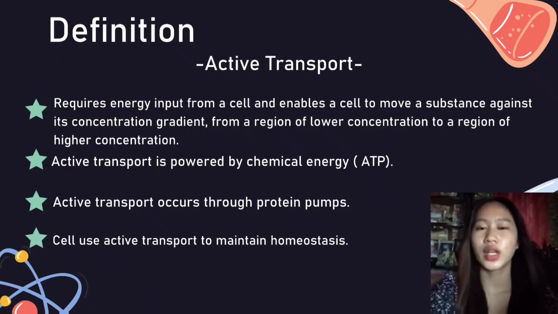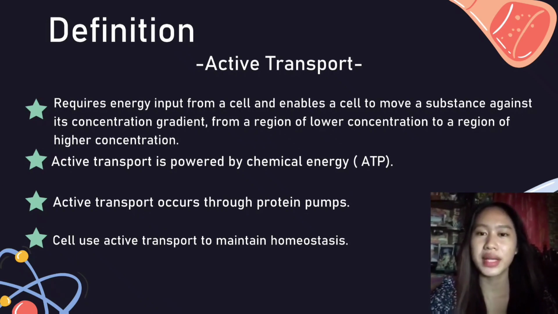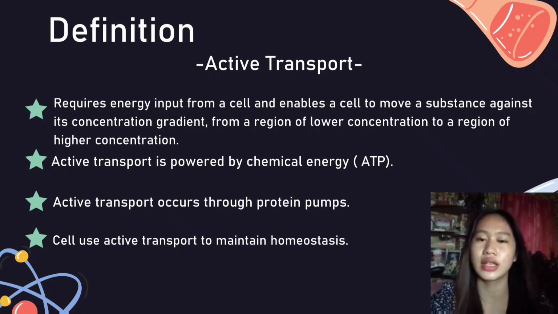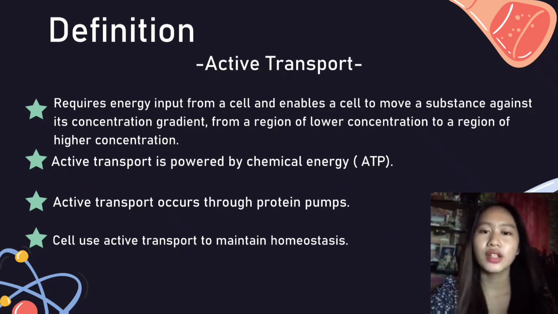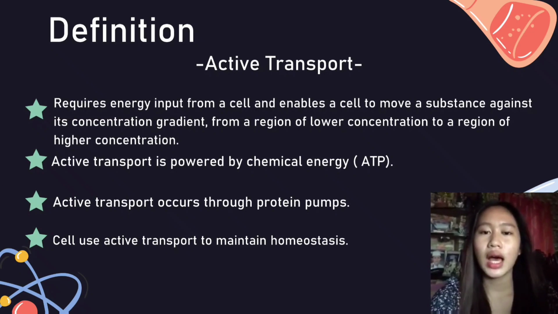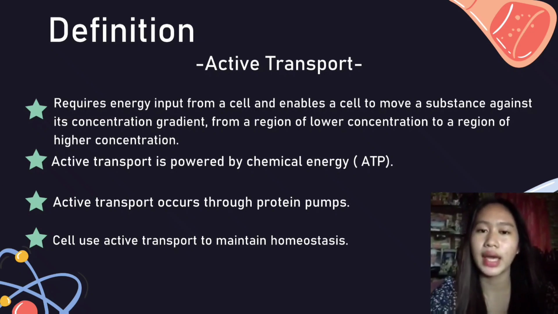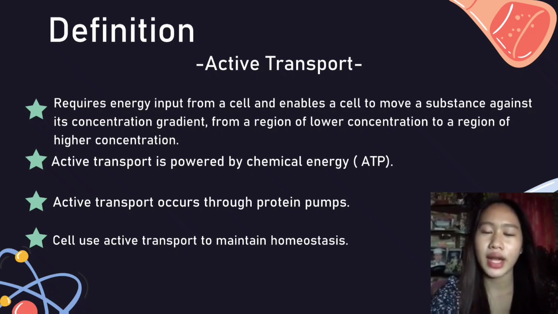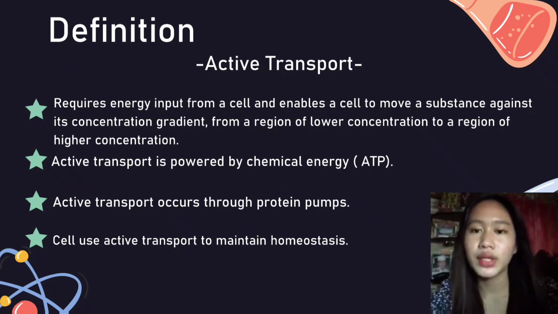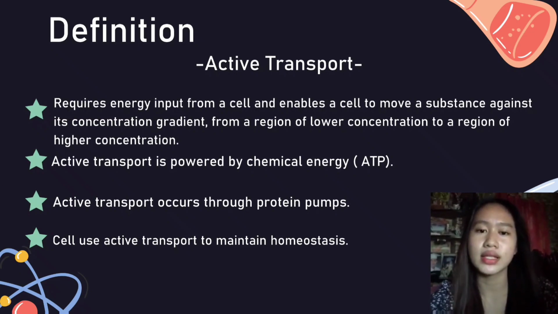Active transport requires energy input from a cell and enables a cell to move a substance against its concentration gradient, from a region of lower concentration to a region of higher concentration. Active transport is powered by chemical energy. Active transport occurs through protein pumps. Cells use active transport to maintain homeostasis.